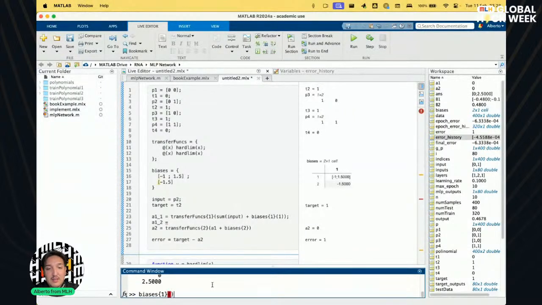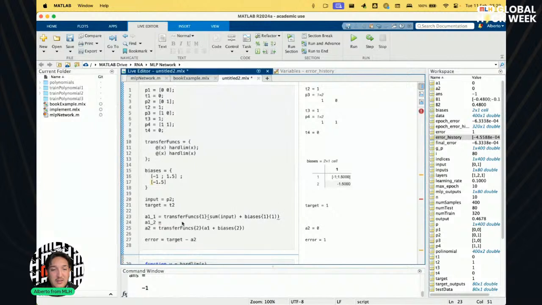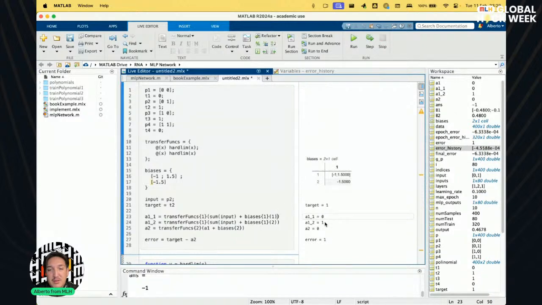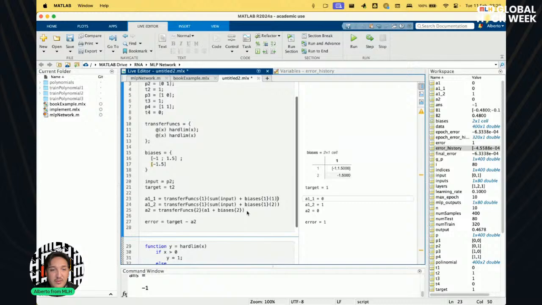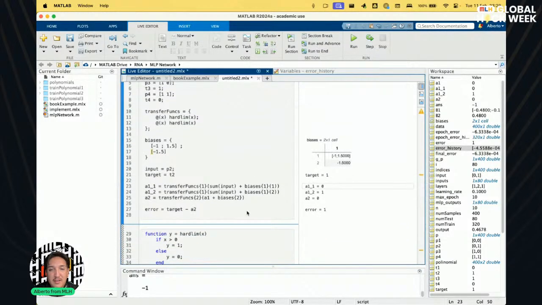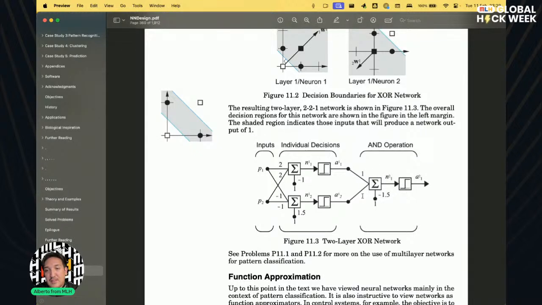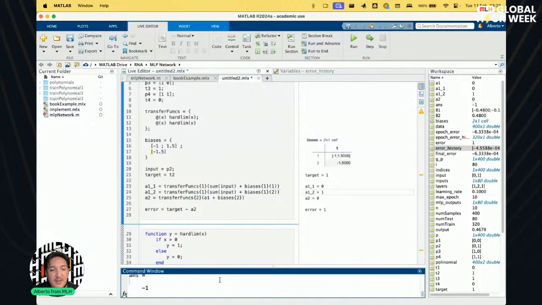That's it. Minus 1. Yeah, exactly. And this is going to be the transfer function of the first row, the sum of input plus biases, second value. Okay, let's see how that behaves. We have 0 and 1. And doing this, we have 0 and 1. Huh. We make the sum of 1, 1, 2.